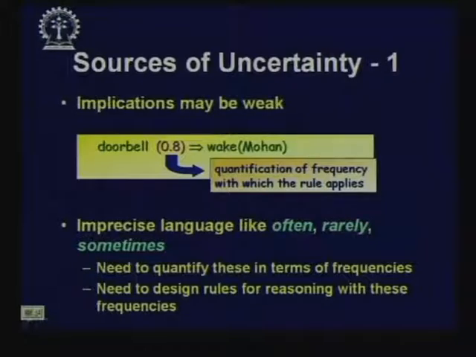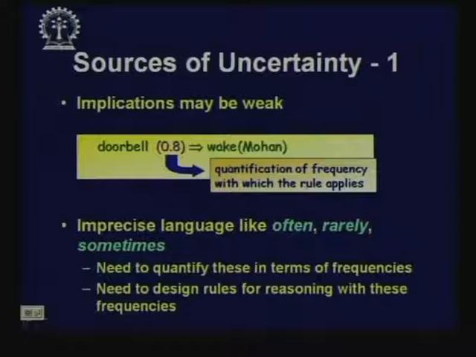So, if I had written doorbell implies wake Mohan, then that is a certain proposition, that is, every time the doorbell rings, Mohan will wake up. But since that is not the real life case, we are putting up some quantification of the frequency with which the rule applies. This rule is mostly applicable in 80% of the cases. So, I write down 0.8.